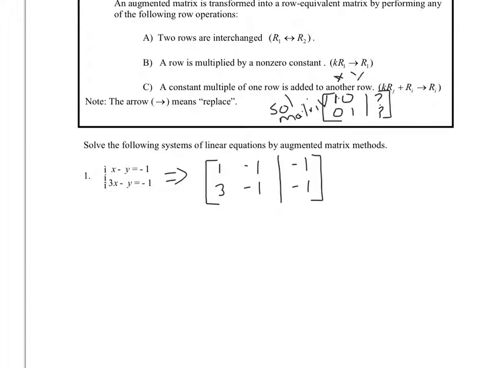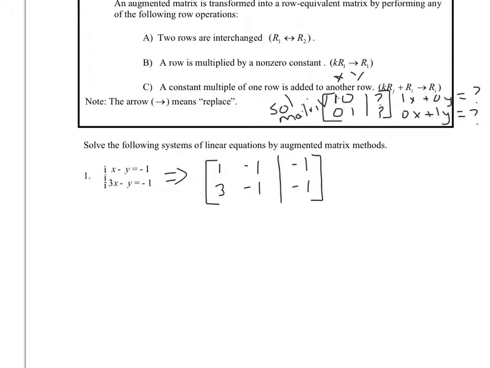This second column was our y values. If we were to put that back into equation form, that would be, like we said, 1x plus 0y equals something. Well, that's going to tell me what x is. On the bottom row, I would have 0x plus 1y equals something. That's going to tell me my y value. So that's how we'll read off from a matrix.